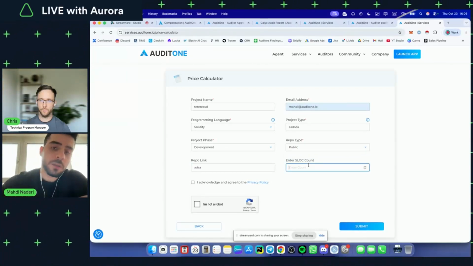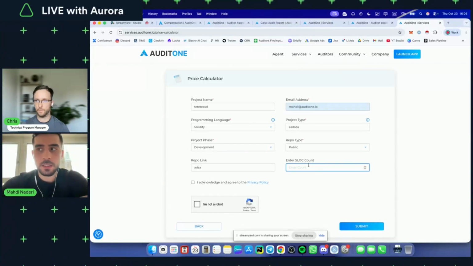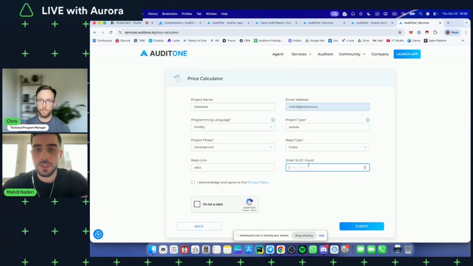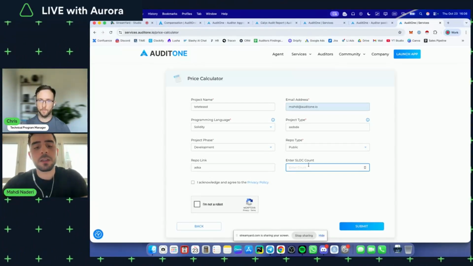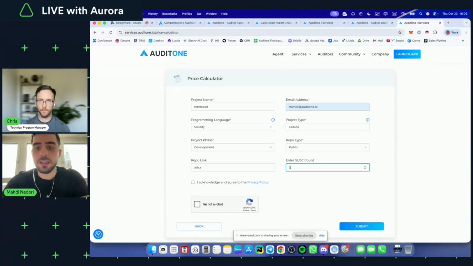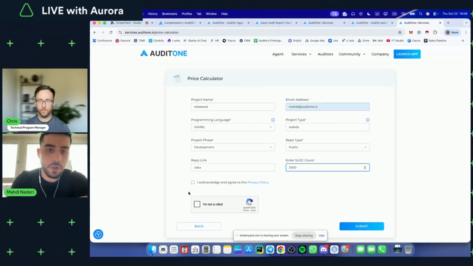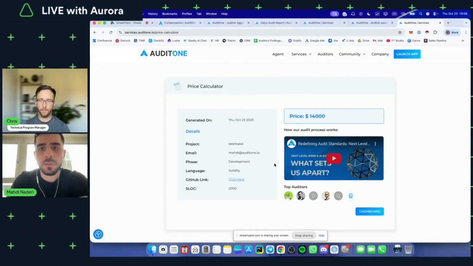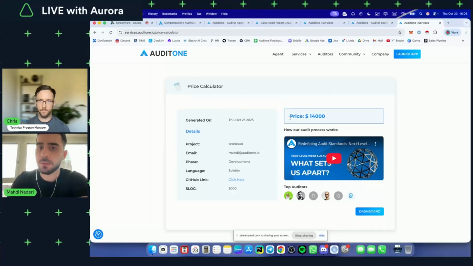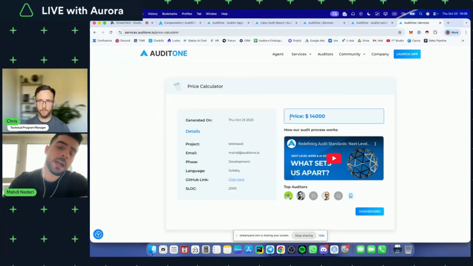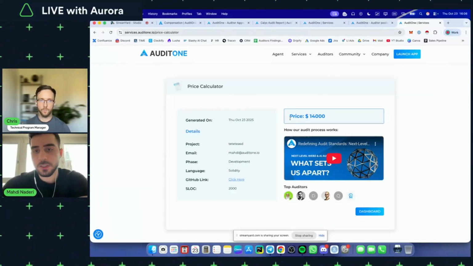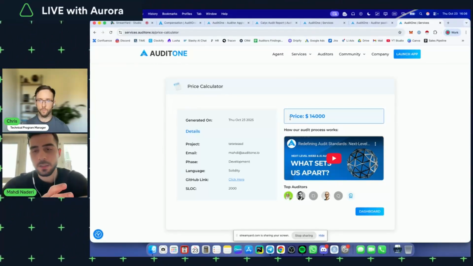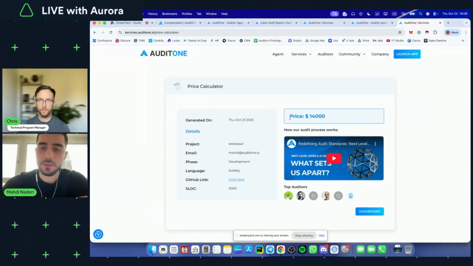Now, one of the main factors that changes the pricing is the SLOC, or the source lines of code. If we say, for example, it's a platform with 2,000 lines of code, and then we click submit, here we get a rough estimation of how much it would cost for an audit. Now, this is a rough estimation because it may be a little lower or a little higher based on the complexity of the platform and some other factors.